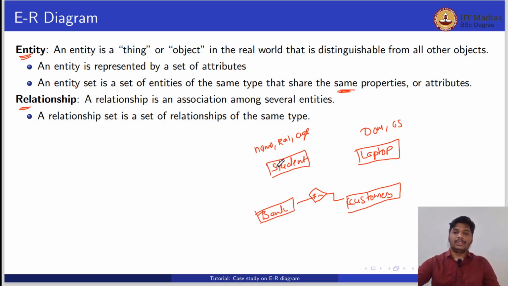Similarly, the relationship between the student and the laptop is, suppose, purchasing. So it means a student can purchase many laptops. So there is a many to many relationship. We will see this mapping cardinality and these symbols later.